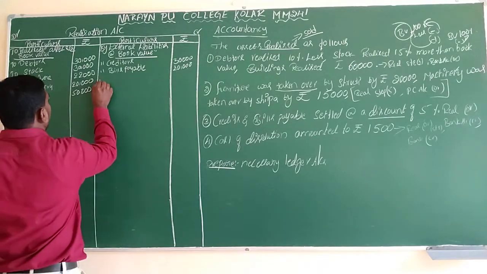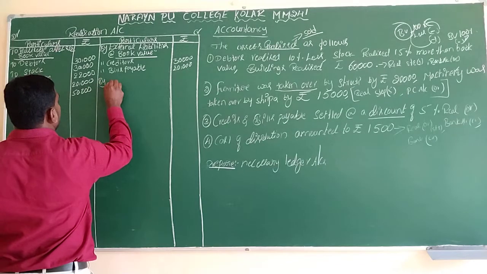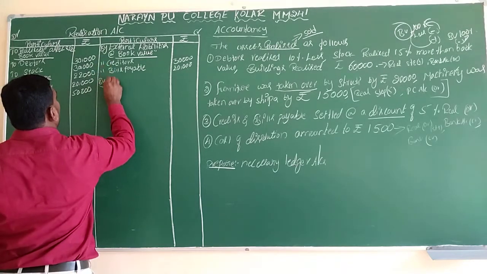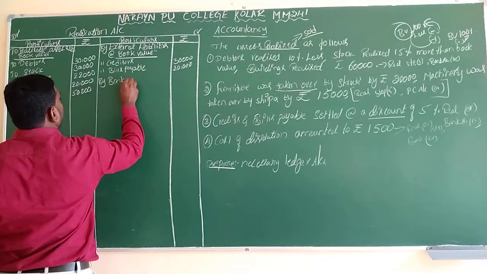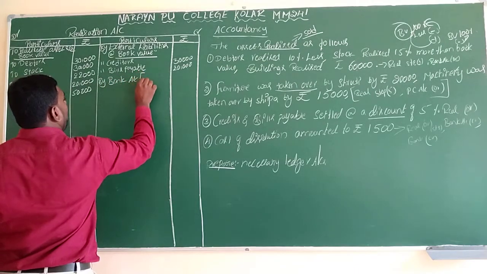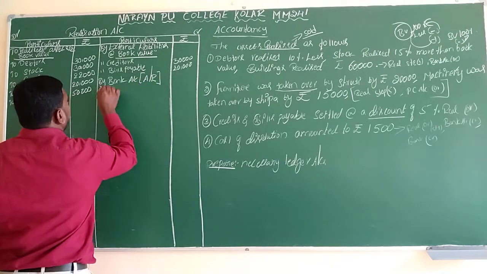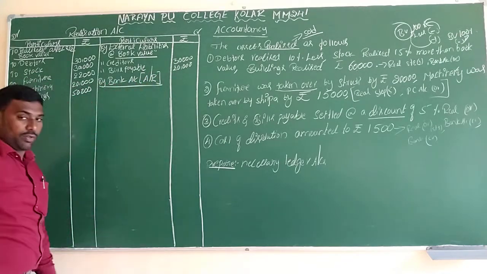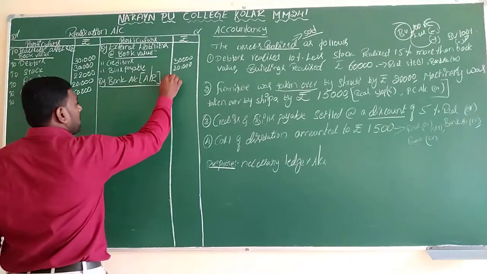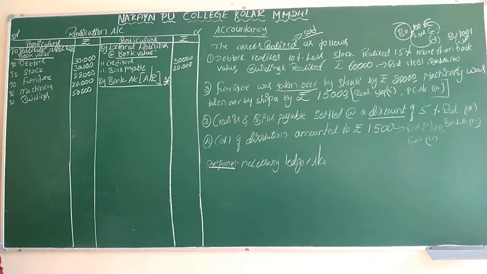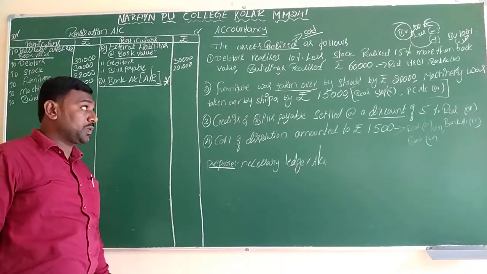So step number 3 is always available on the credit side. We should write the heading by bank account. In brackets we have to mention AR, that means assets realized, and underline the heading. So where assets realized is given, it is always given in the adjustments only.